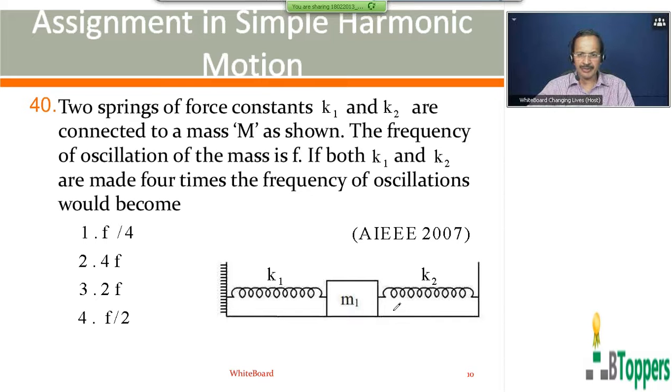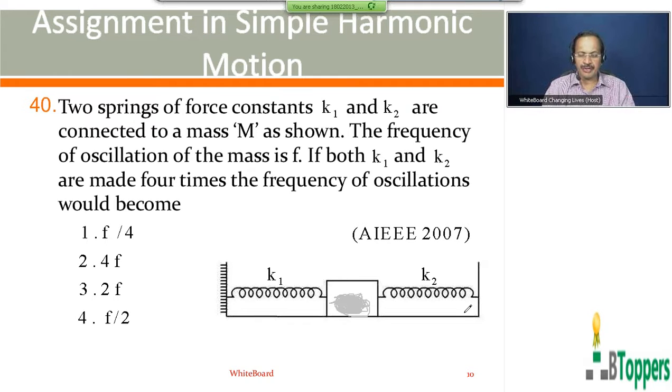Come on, take a pause and try the question. So the mass of the block is denoted by M. Come on, try to complete the question. If you require more time, take a pause and complete the question.